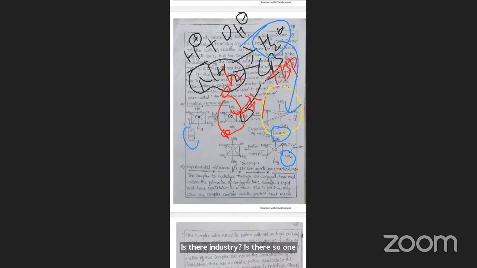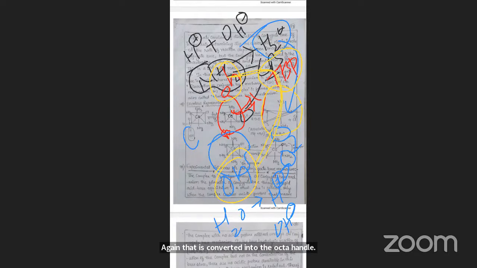That means H2O again undergoes hydrolysis, the formation of H plus and OH minus. H plus binds with the amide, OH is inserted, and rearrangement takes place. Rearrangement, that is again converted into the octahedral. Octahedral is converted into the trigonal bipyramidal, again converted into the octahedral. In this reaction, 6 is converted into 5, and 5 is converted again into 6.